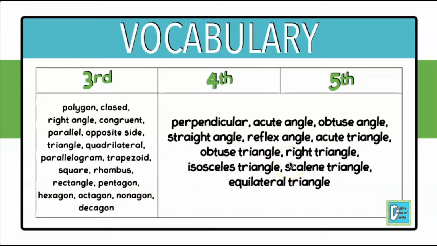Moving to 4th and 5th grades, that's when students need to know the word perpendicular. They have to know acute angle. Again, I tend to introduce that in 3rd grade as well. But acute, obtuse, straight, and reflex angles are all included in 4th and 5th grades. Acute triangle, obtuse triangle, right triangle, just all the different types of triangles are also introduced in 4th grade.